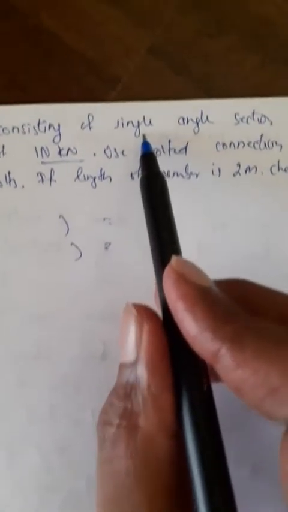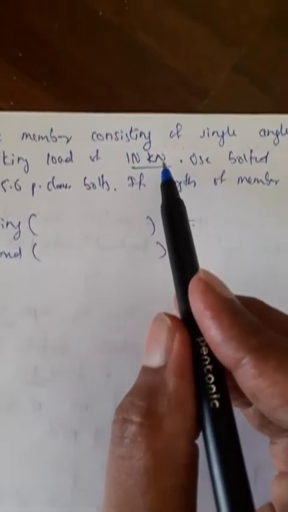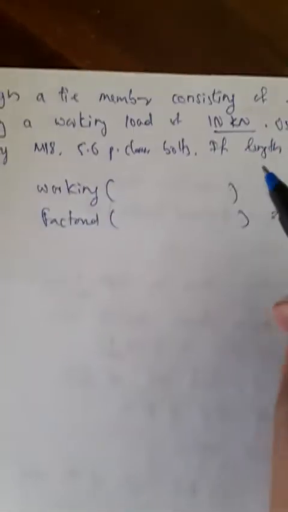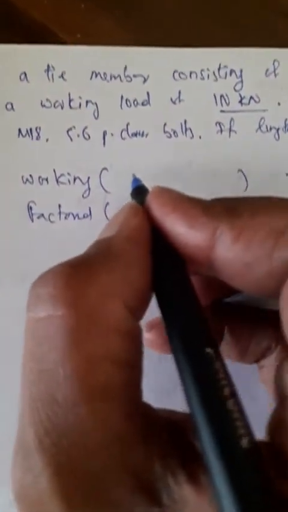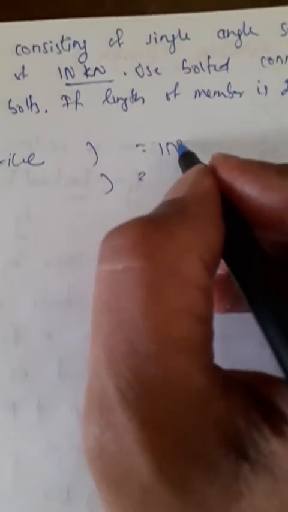So here, two important parameters. First, we have to provide single angle section, that is compulsory. Second, working load is given as 150 kilonewtons. Hence, working load is also called service load. Both mean the same. It is 150 kilonewtons.